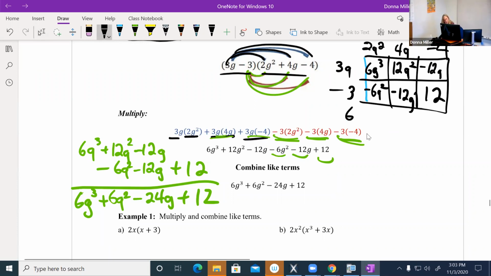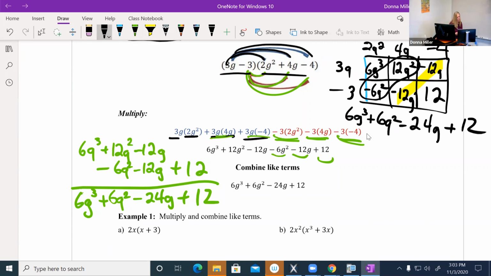So I have a 6g cubed. And then these guys have the same power, so 12 minus 6 would be 6g squared. And then I have a negative 12g and a negative 12g, so that would be minus 24g, plus 12. So if you want, you can do the box. I don't care how you do it as long as you can multiply.